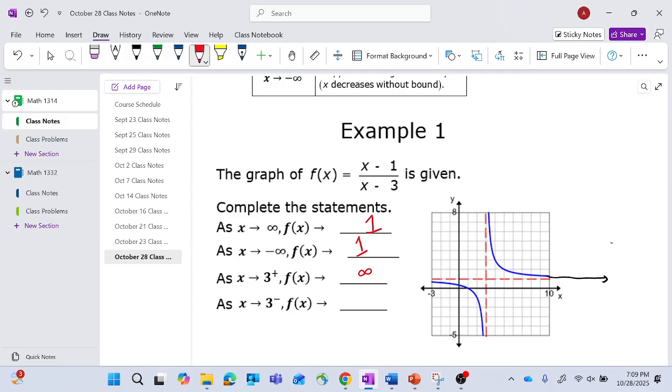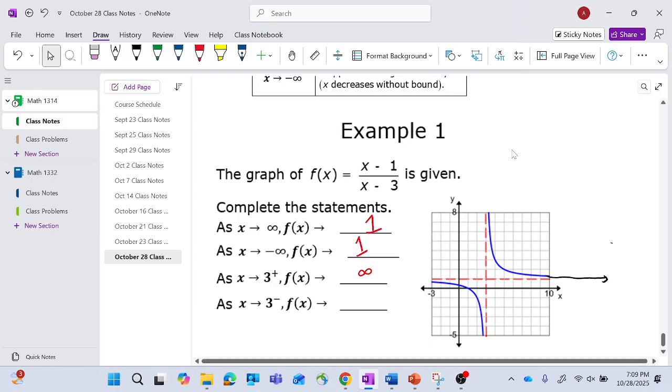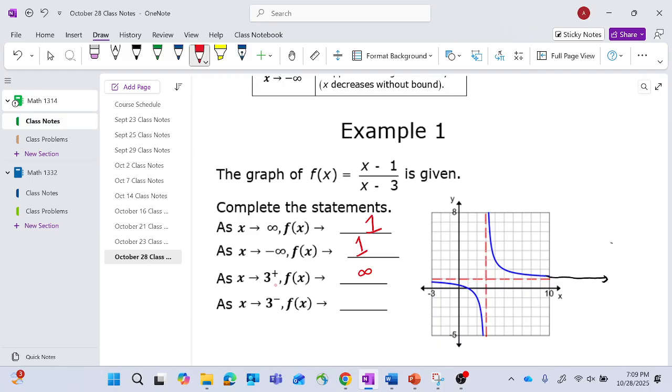Why? Because you're saying from the right side. See the power of plus right there, the 3 to the plus? That plus tells you from which direction. The plus means from the right side. The negative means from the left side. So we're saying go to 3 from the right side, and from the right side, you're going up to infinity.